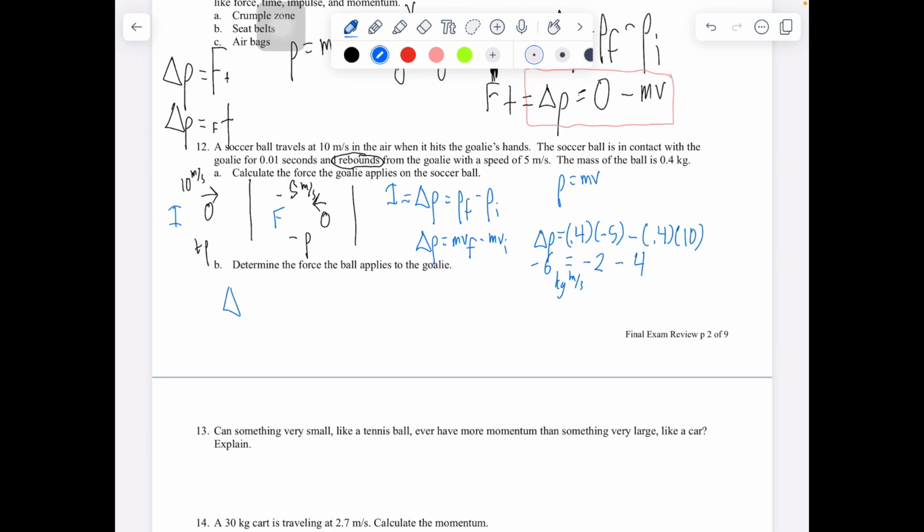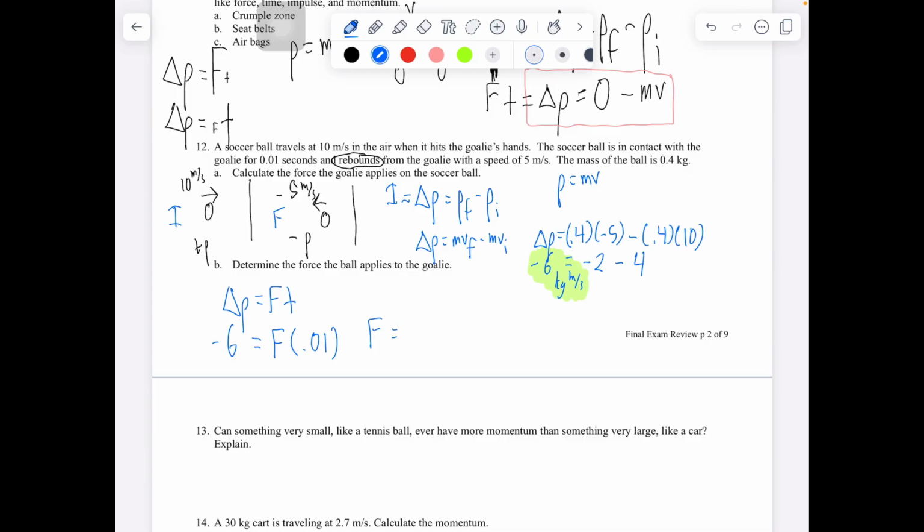We know change in momentum is also equal to force times time. So once we figured out the impulse, over here, this is the impulse. This is the change in momentum. Now we can calculate the force. Plug in that -6 for our change in momentum. We're solving for the force. Plug in that time. The goalie is touching the ball for 0.01 seconds. Now we go ahead, we do a little bit of division, and we get our answer for the force.